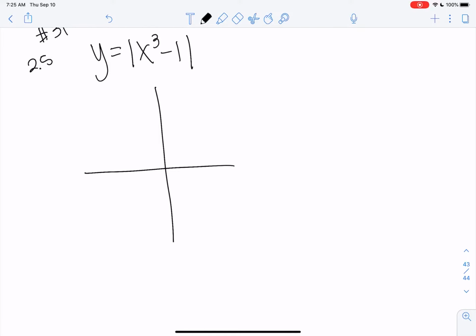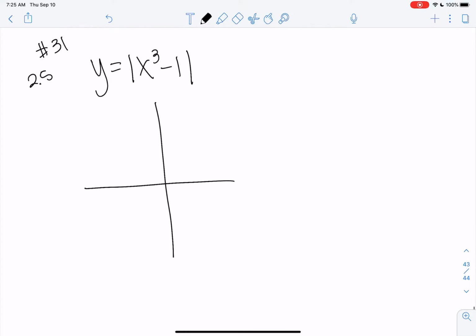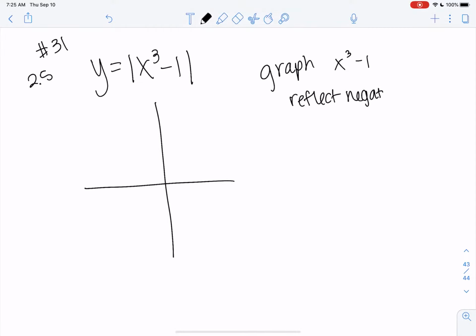So there are two ways to do number 31 in 2.5. Option 1 is we just graph x cubed minus 1, and then we just kind of get rid of it. We reflect the negative parts, the negative pieces. So x cubed looks like this. Minus 1 means we go down 1.